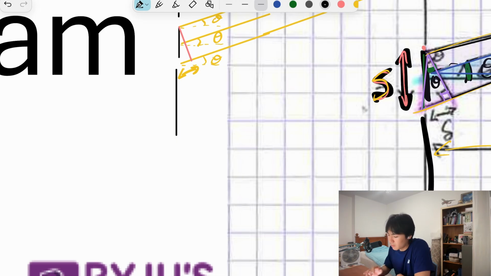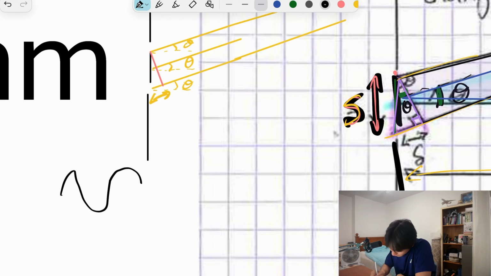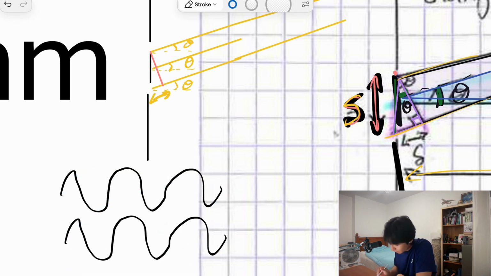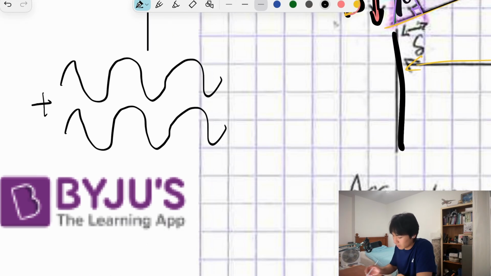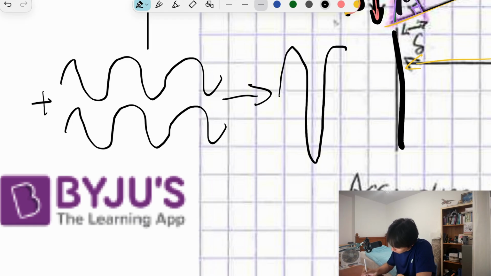So what could this mean? This means that either the waves, let's say that there are two waves here. If you duplicate this and add these up together, let's do the same exercise. What are you going to get? You're going to get the same thing, but larger in amplitude.